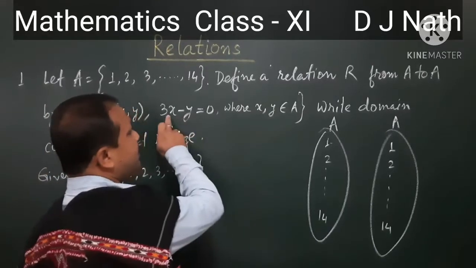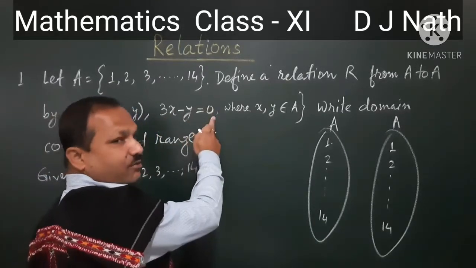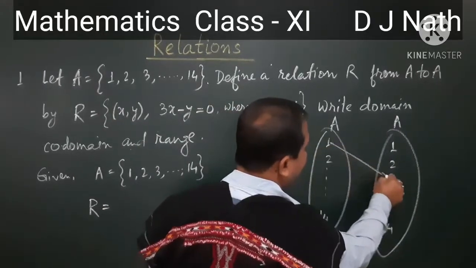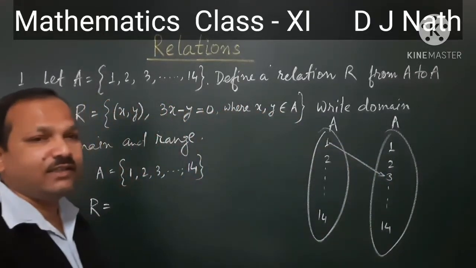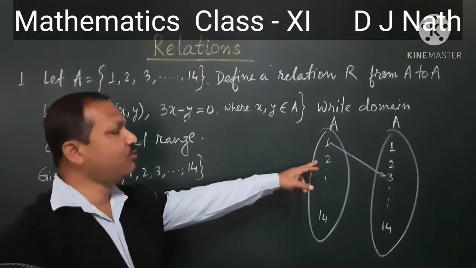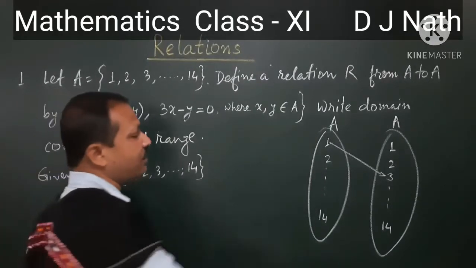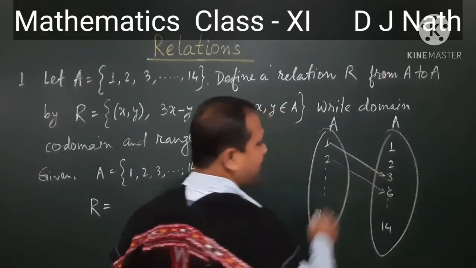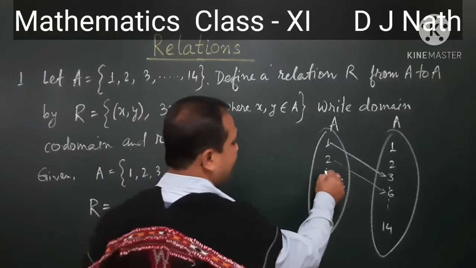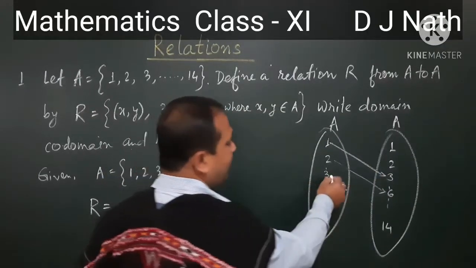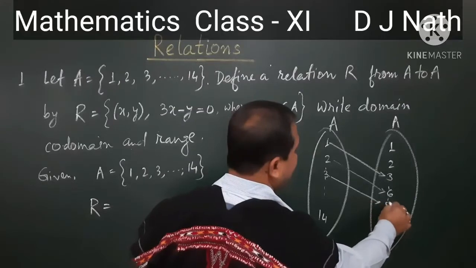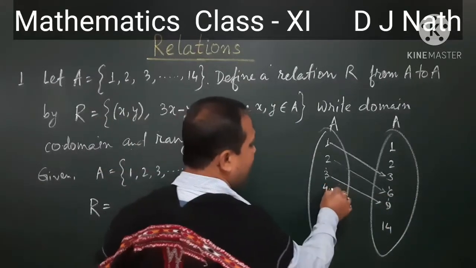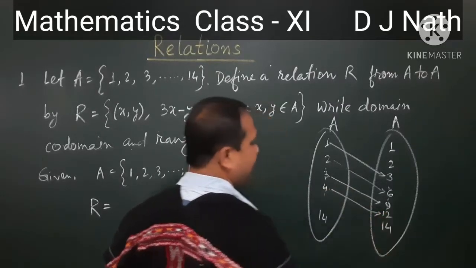1 will be related because 3 into 1 is equal to y. So 1 will be related with 3. Now if we see 2, with which one can it be related? 2 must be related with 6. Next number is 3. 3 will be related with 3 into 3, which is 9. 4 will be related with 12.